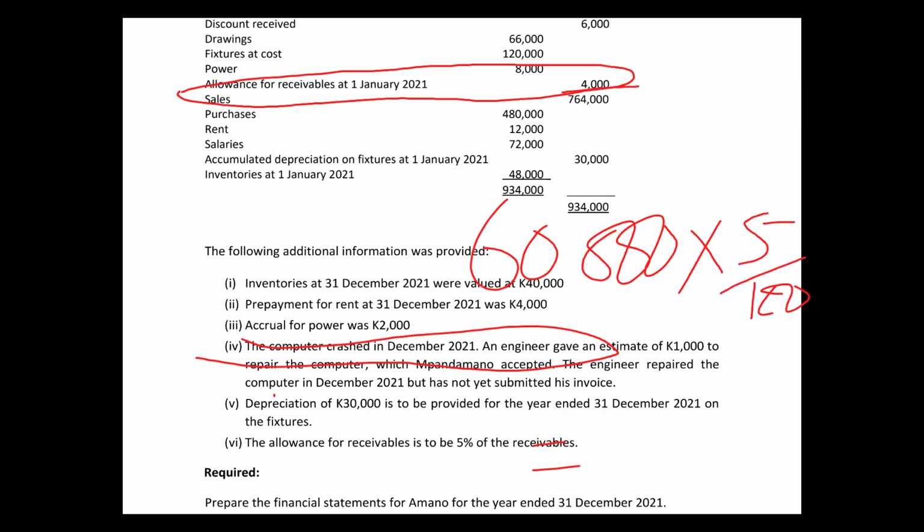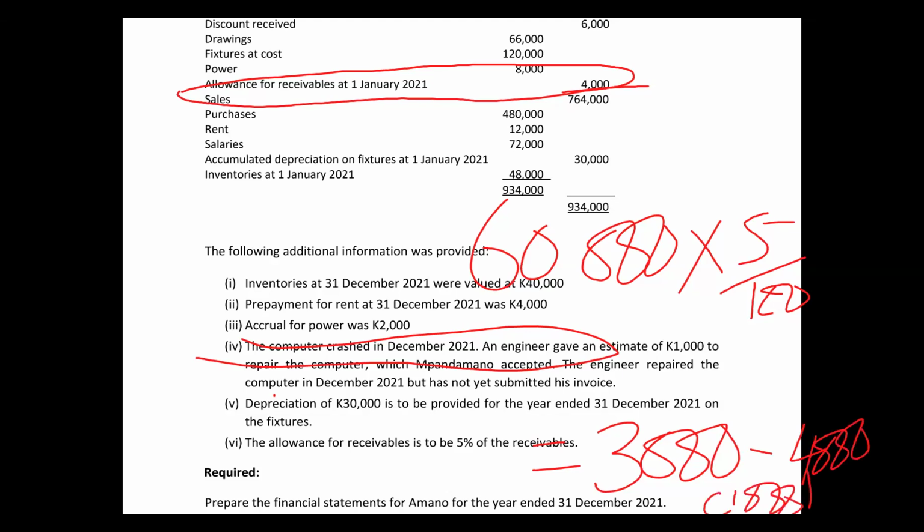When you started, it was 4,000. When you're closing it, how much is it? It should give us 3,000. Yes, it has given us 3,000. So you have seen that from the opening of the period, the allowance for receivables has reduced, isn't it? It has reduced by 1,000, right? It was 4,000, now it is 3,000, isn't it?